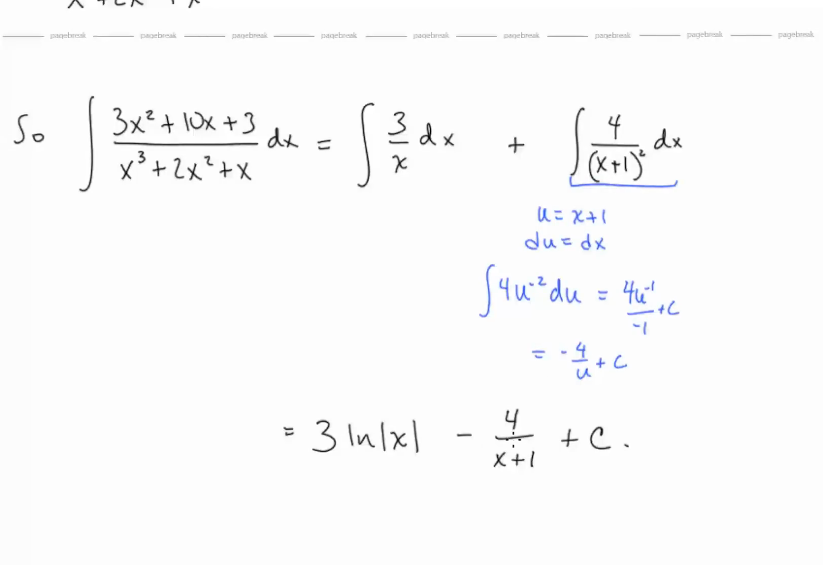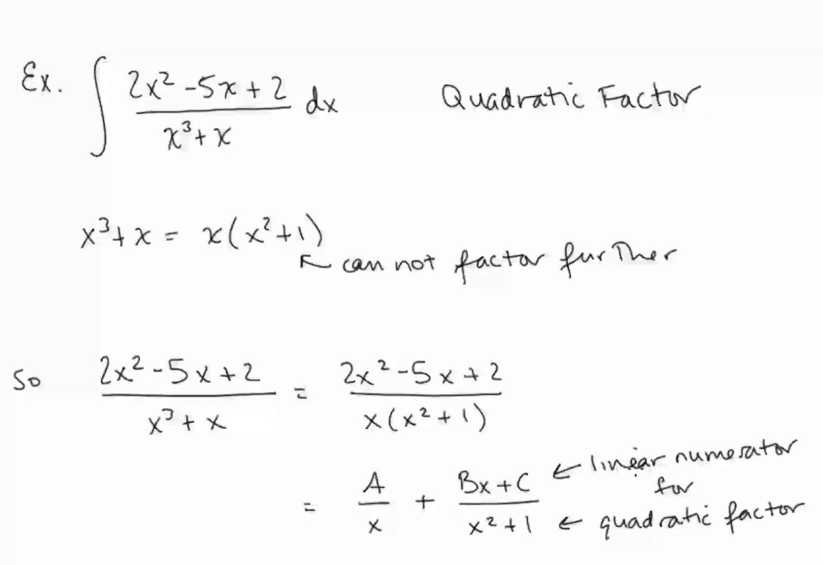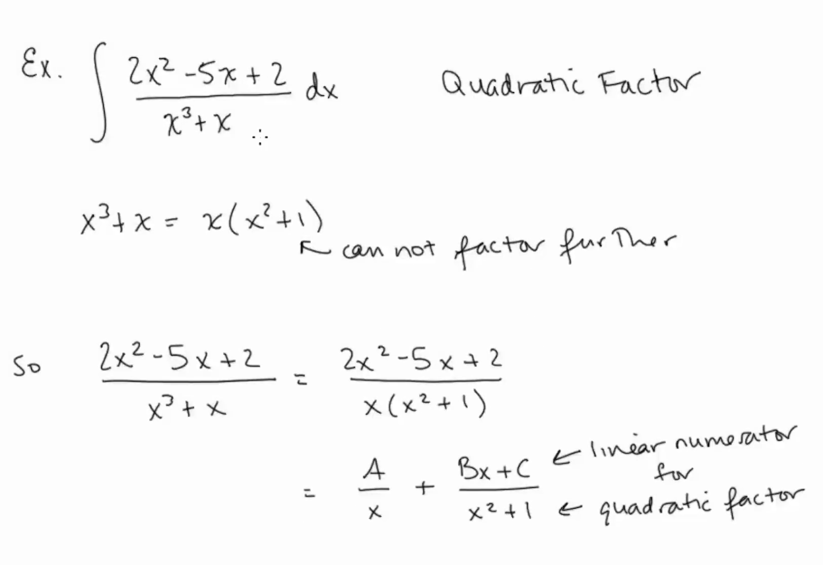And so that's minus 4 over x plus 1 plus c. Let's take a look at another. And this problem has a quadratic factor. When we factor our denominator, we see we can factor an x out and we get x squared plus 1. Now this is quadratic and it cannot factor any further. So our original rational function can be written this way.